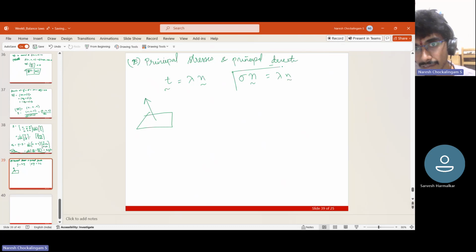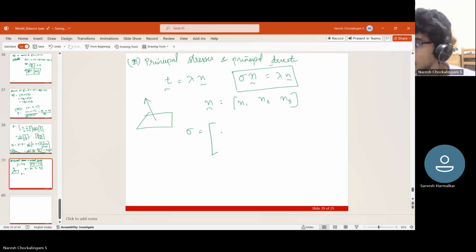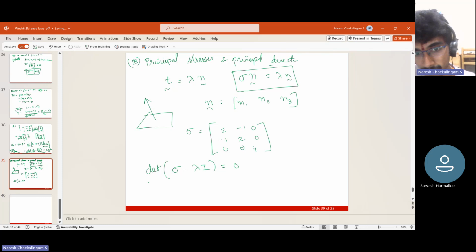So we need to solve the eigenvalue problem, sigma n equal to lambda n, in order to find the principal stresses and principal directions. So let us do that. Let us take n as n1, n2, n3. And sigma is 2, minus 1, 0, minus 1, 2, 0, 0, 0, 4. So let us solve this problem. One trivial solution is n equal to 0. To get non-trivial solutions, you have to set the determinant of sigma minus lambda I equal to 0.